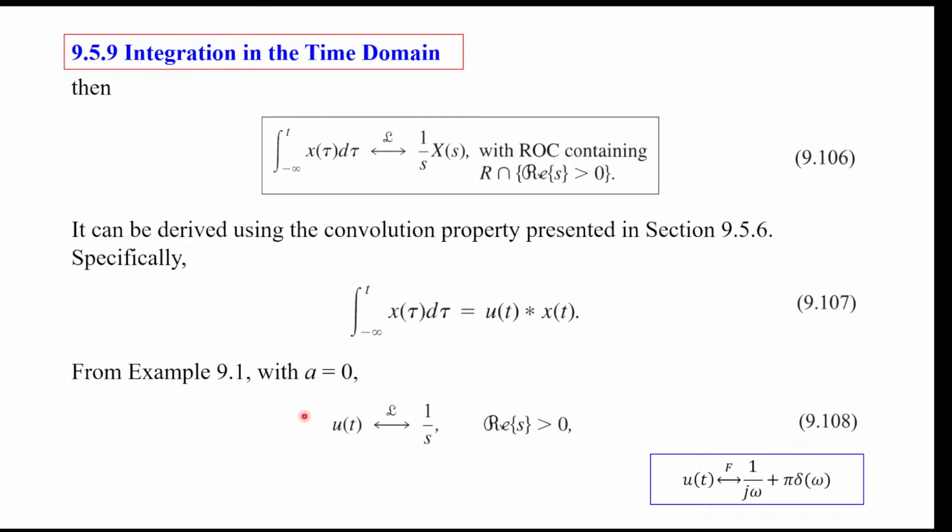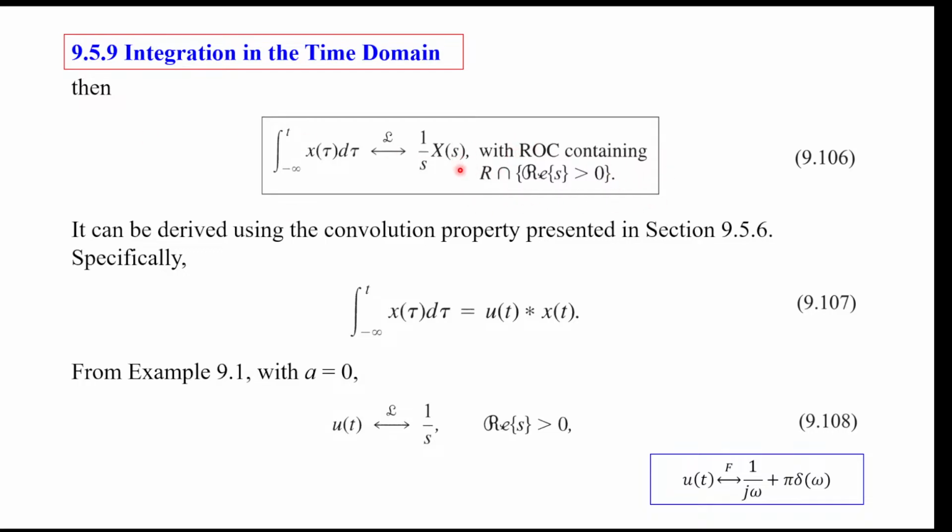Integration in the time domain. Integration in the time domain is simple, but this is a bit tricky. Anyway, let's talk about this formula first. So you have integration from minus infinity to t in the time domain, and your Laplace transform is something very simple. It's 1 over s times the big X(s). And then the ROC is something funny. I guess it's kind of the most complicated ROC you have seen.